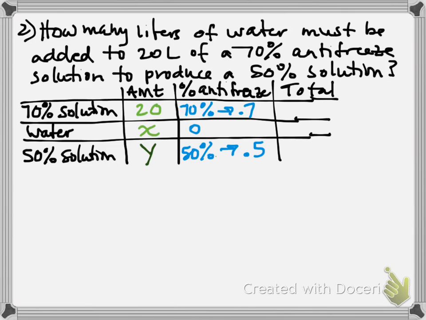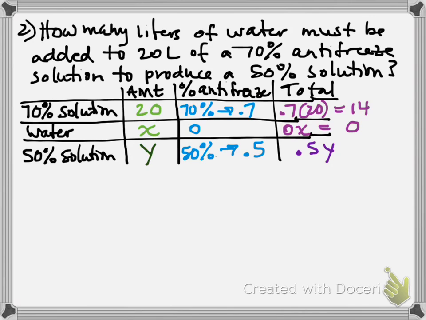Now, to get the total column, we're just going to do our multiplication. So we get 0.7 times 20, which is going to give me what? 14, yeah. It's 140, but we have one digit after the decimal point, so it just works out to be 14. Now look what happens for the water. What's 0 times x? 0. Okay? But look what we have that we haven't had before. We actually have a product now in the total column for the 50% solution. And it would just be 0.5y.